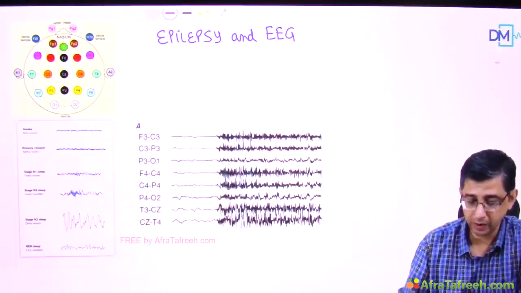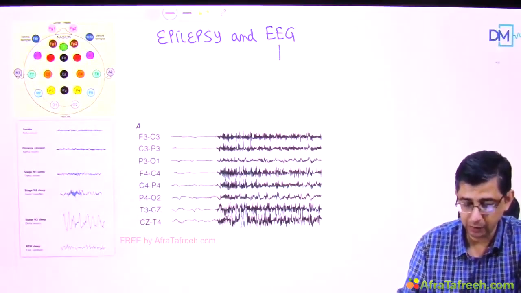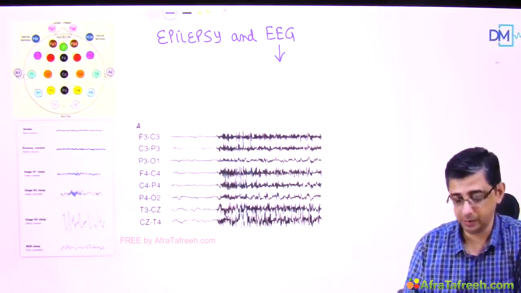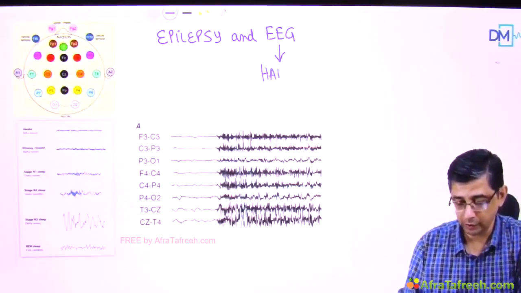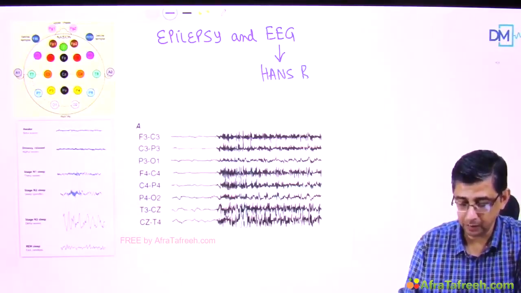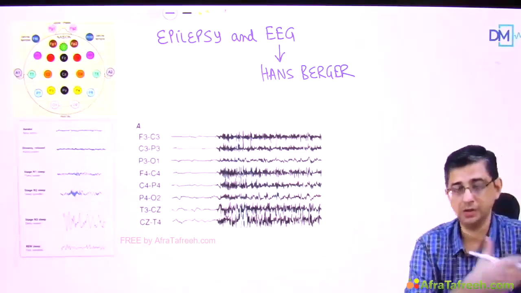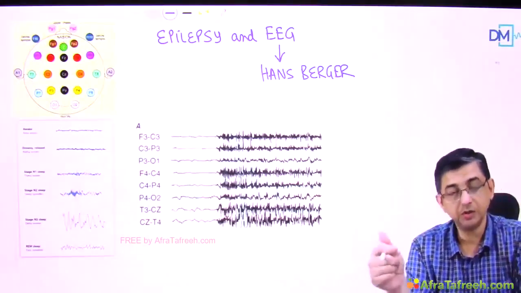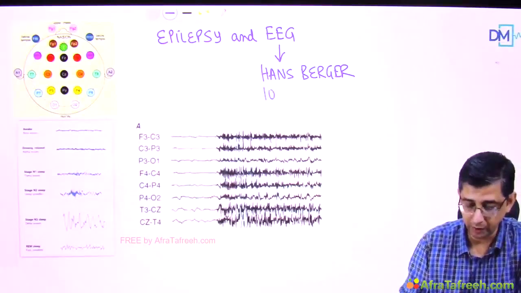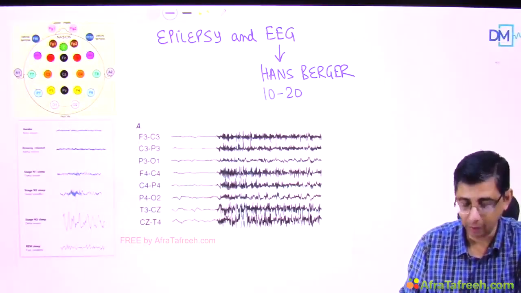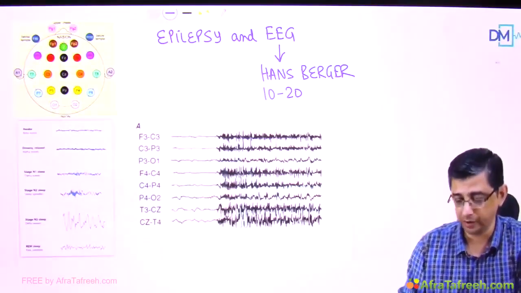First, I would like to focus on aspects related to EEG that will help us solve image-based questions that come on this topic. The person who's credited with inventing EEG is Hans Berger. Just like Einthoven was responsible for ECG, Hans Berger is for EEG, and the system that he developed is called the 10-20 electrode placement system. That's the international norm for it.